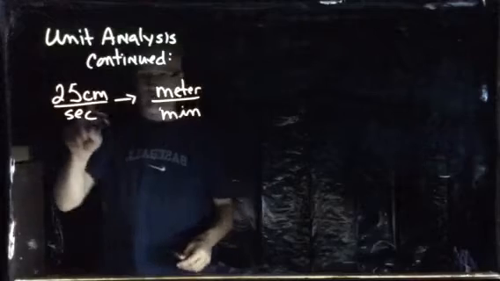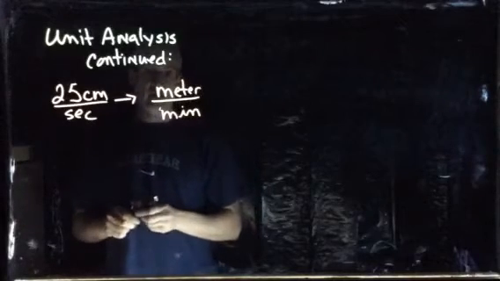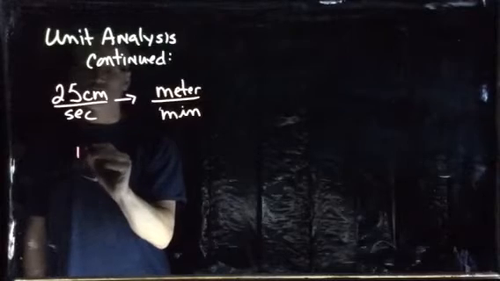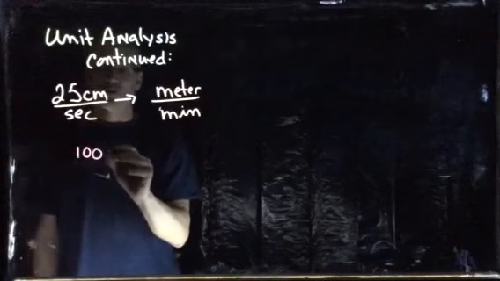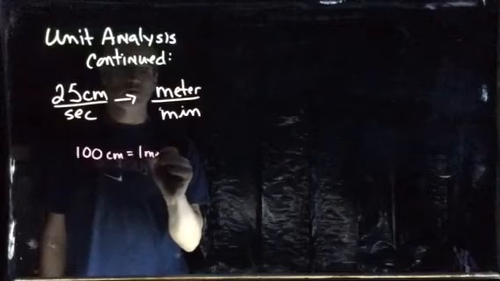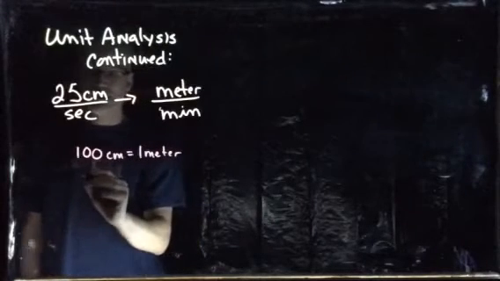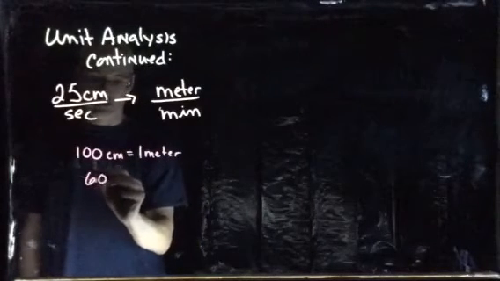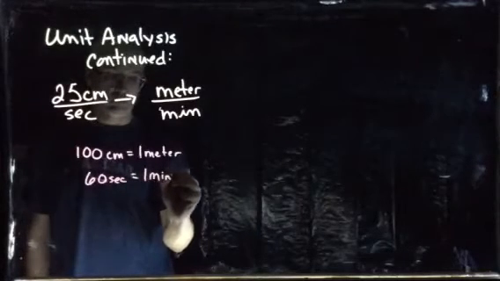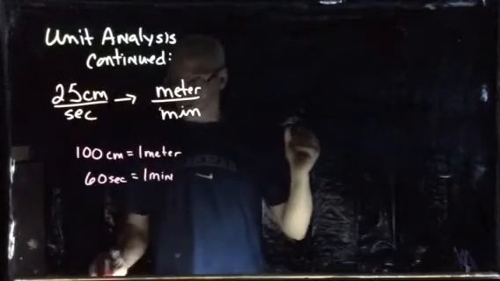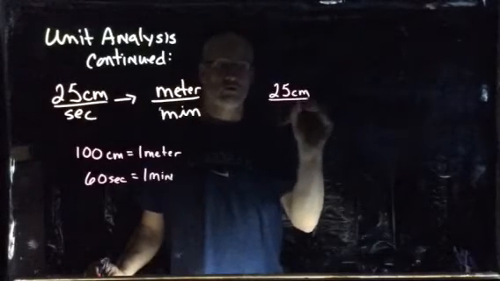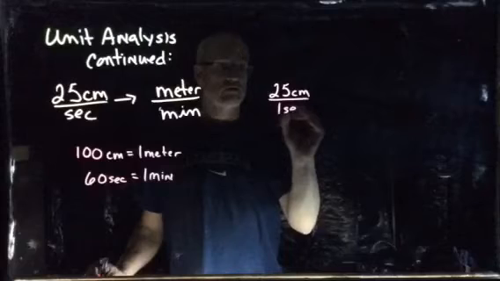So if we want to convert 25 centimeters per second to meters per minute, we need some conversion factors or some equivalents. 100 centimeters is equal to 1 meter. And there are 60 seconds in 1 minute. So I'm going to start out with what I know. I know we have 25 centimeters in 1 second.